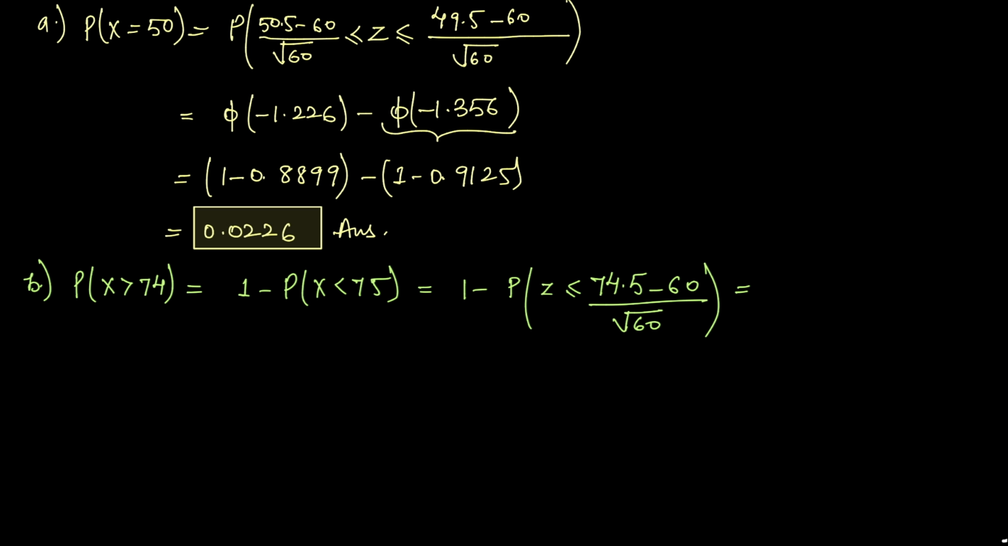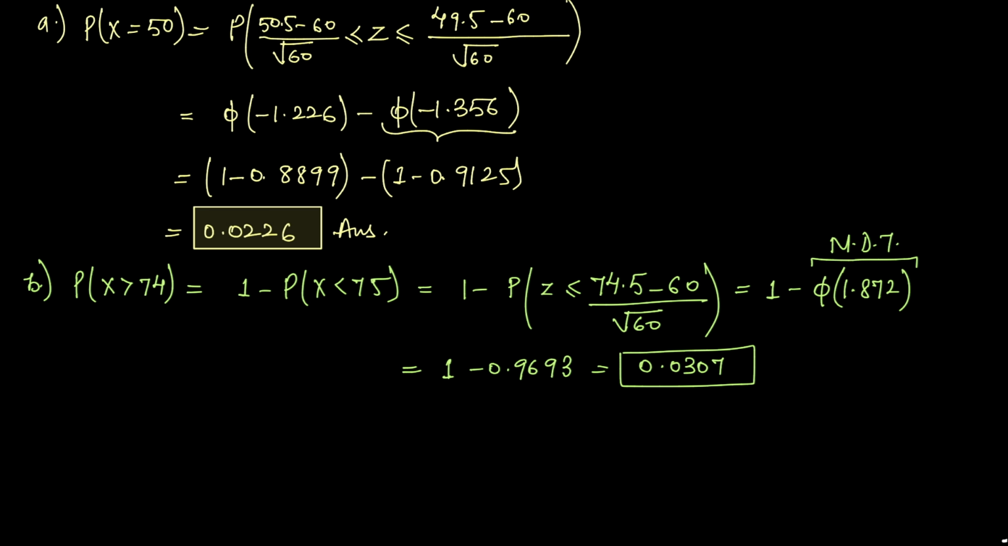Let's solve this further. So we will get 1 minus phi of 1.872. This is the calculated value. For this, we will use the normal distribution table. And when we use that table, we get 1 minus 0.9693, which gives us the final answer as 0.0307. So this is the final answer for part B.